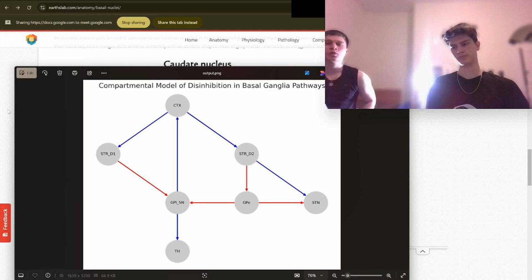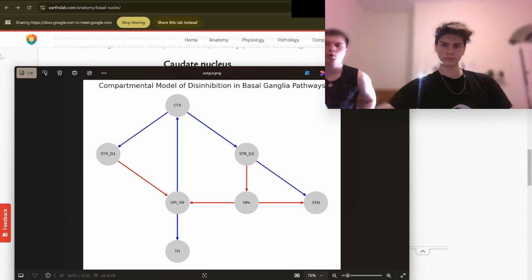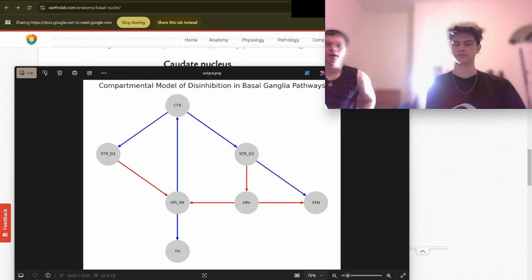Now, there is also a hyperdirect pathway, which is able to bypass all of the basal ganglia structures, and directly project to inhibit the anterior nucleus of the thalamus, and it acts as an emergency brake to stop all movements. That's also been found.